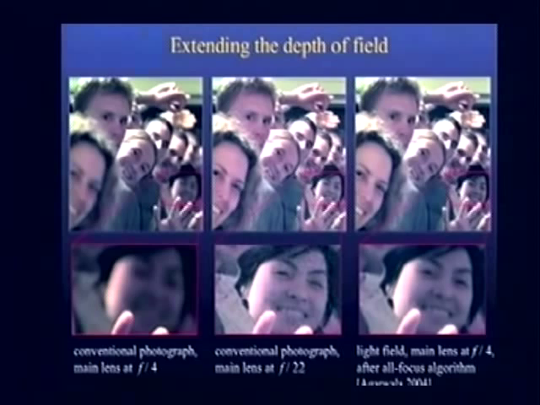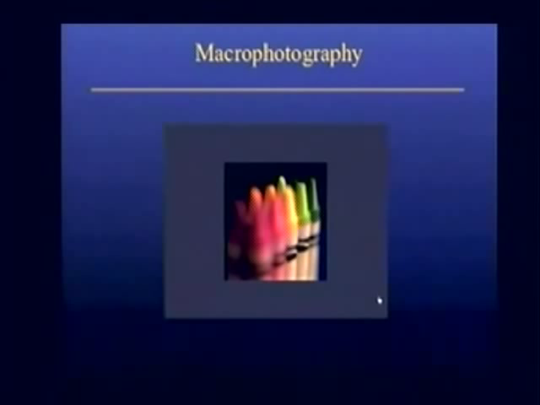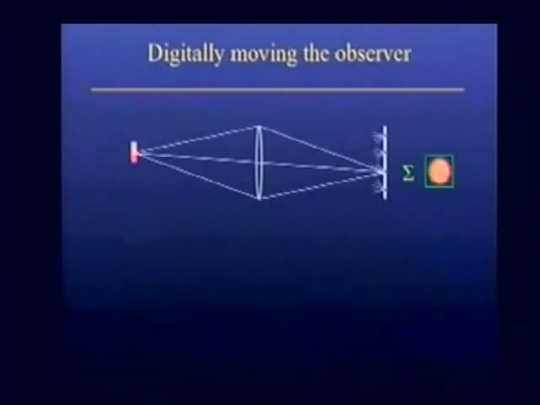So let's go down again in scale. We're headed toward the microscope. In macro photography, we can get, of course, great refocusing because we're really close to our object. You can see that there. There's something else interesting we can do in macro photography.